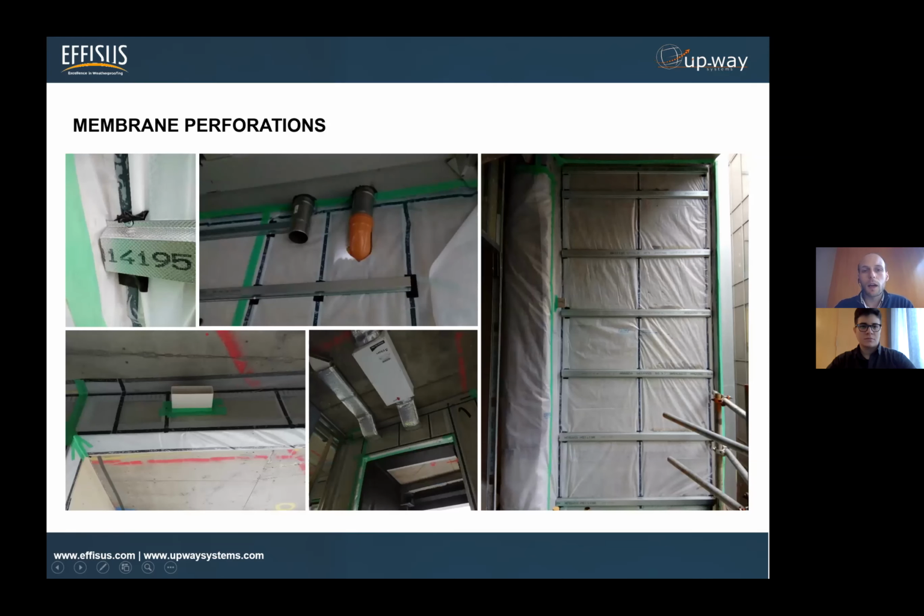I would also like to share some pictures taken from the site, because when we are thinking about the role of membrane, everything seems pretty linear and easy to do. And in fact, it is not difficult, but we should be aware that we have some specific and singular elements crossing the facade. In this case, we have perforations, of course, even for fixing the plasterboard in the end. We have pipes, we have ventilation ducts just crossing the facade.